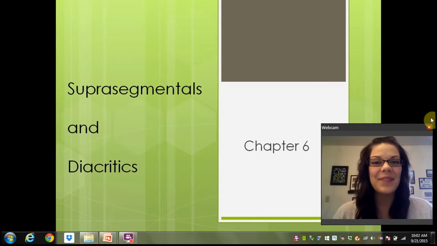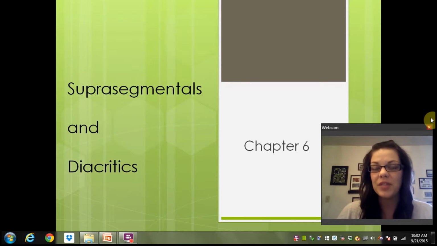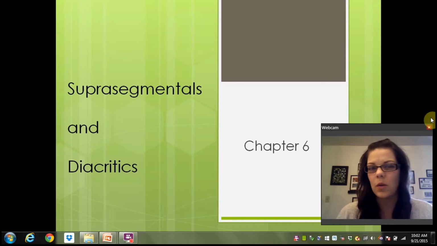Hi everyone, today we're going to be talking about suprasegmentals and diacritics. This is from chapter 6 in your book. So before now, we've really focused on transcribing single words, transcribing each sound, each phoneme that we hear in that word. But that's not how we talk. We don't talk in single words, we talk in sentences and in conversation.